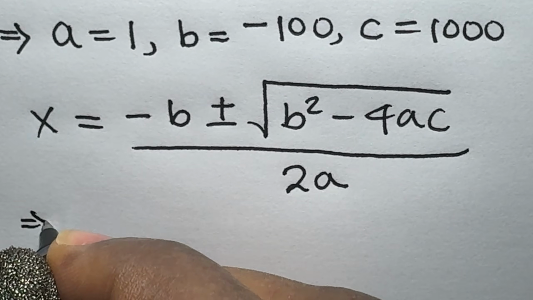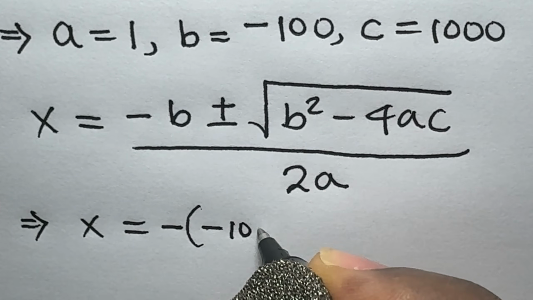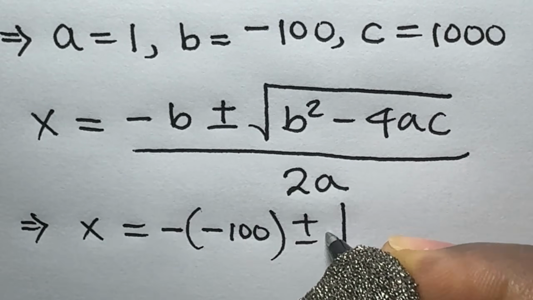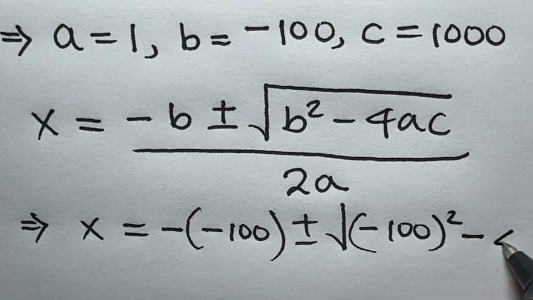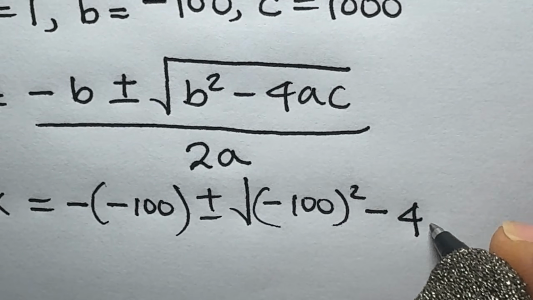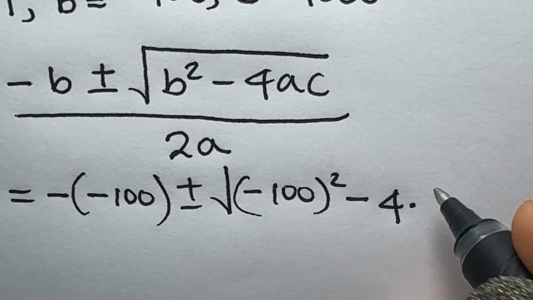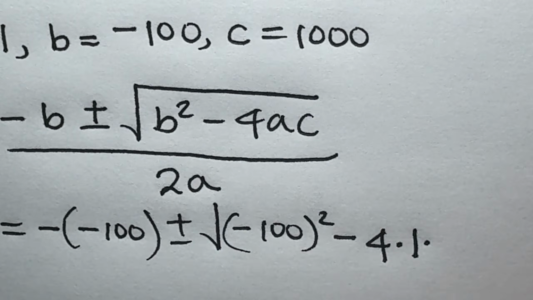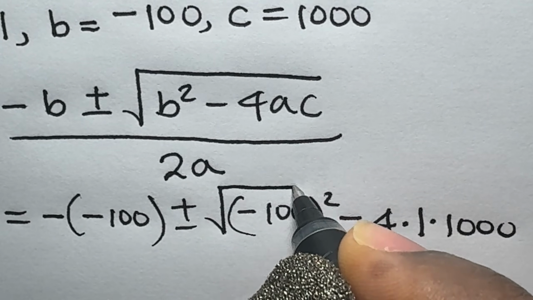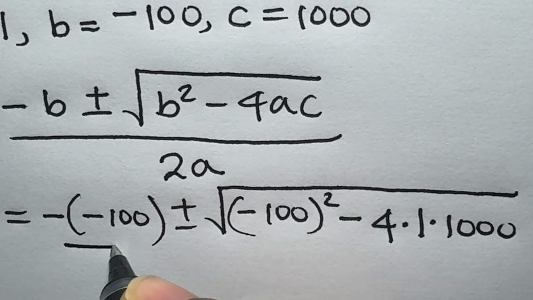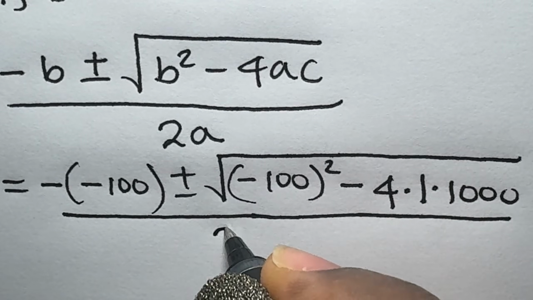So x is equal to minus b, which is minus 100, plus or minus b again, minus 100, squared, minus 4 times a, which is 1, so we say 4 times 1, and then c is 1000, so we say times 1000, then divided by 2a. A is 1, so this is 2 times 1.